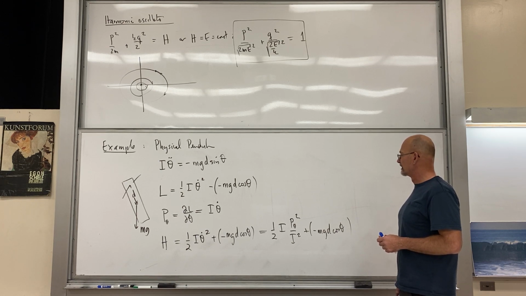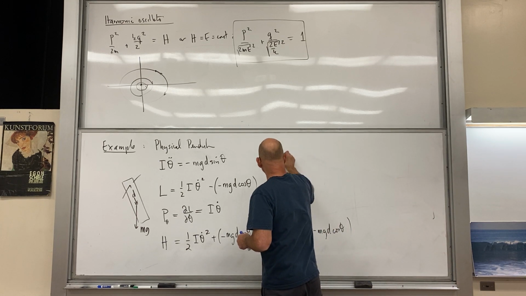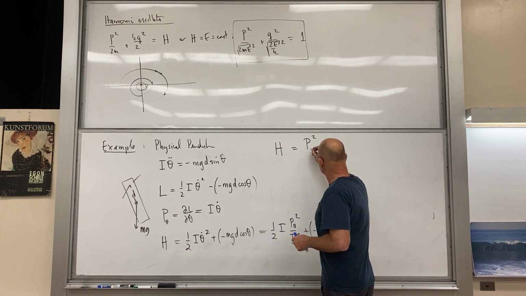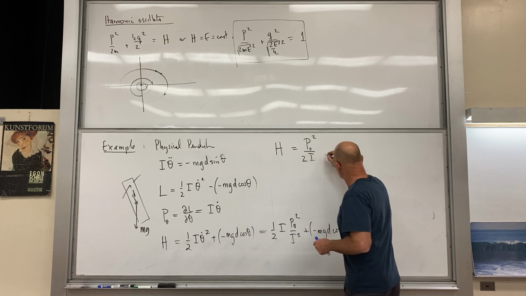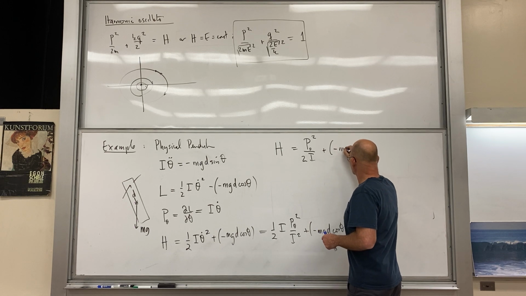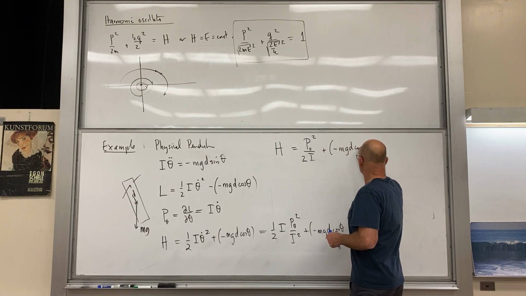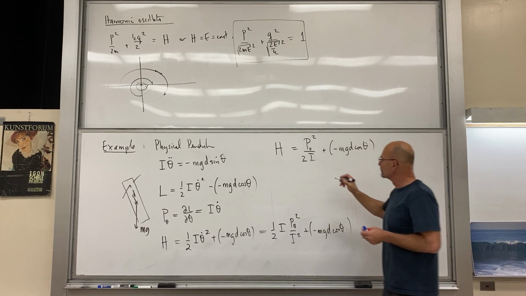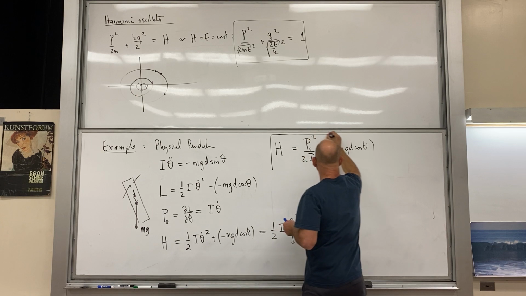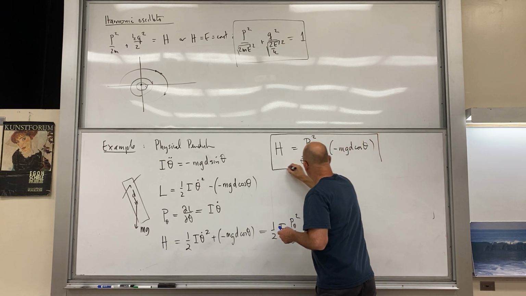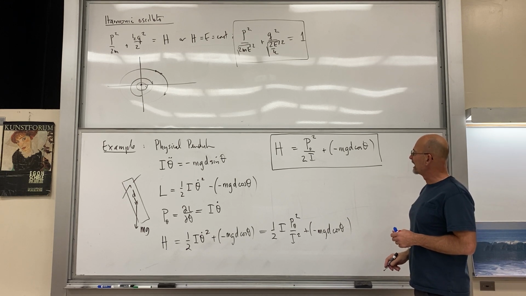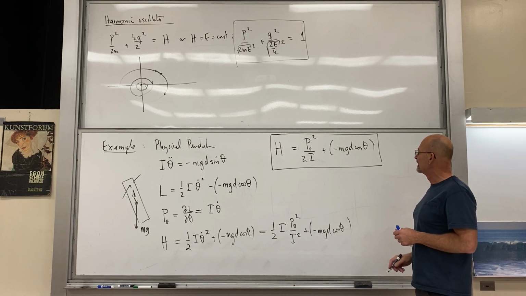So no problem there. So what do we have? H equals P, and that's P sub theta. I'll leave it there, P sub theta squared over 2I plus negative mgd cos theta. So we can get Hamilton's equations for this, and we can get the phase space.